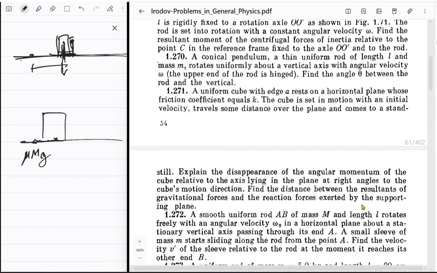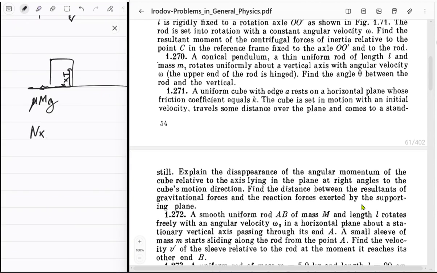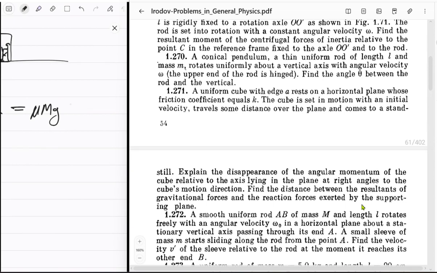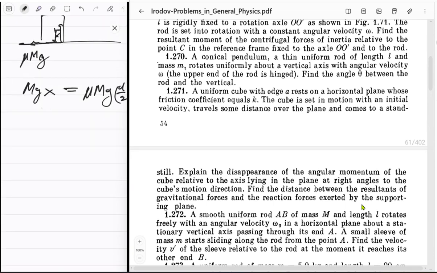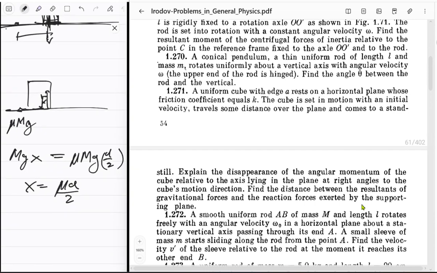You got the mg force, which is not producing any torque. The torque is because of this. So the normal force might be over here, somewhere over here. This distance is x. So we have N times x, which is mg times x, of course, because N is just mg. That is equal to mu mg times this distance, which is a upon 2. So x is just equal to mu a upon 2. I think this was very elementary, isn't it? Yeah, I just complicated it so much.